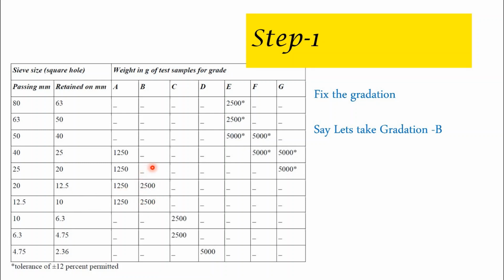So we will collect a total of 5 kilograms or 5000 grams of aggregate, passing through 20 to 12.5 and 12.5 to 10. Say if we are taking gradation D, then we will collect 5000 grams of aggregate which is passing through 4.75 mm and retained on 2.36 mm. So this is a standardized table which provides the amount of aggregate to be collected for each gradation. In this test we are going to take gradation B.